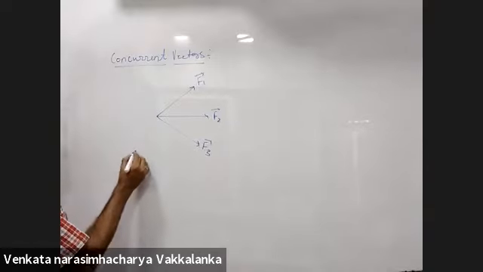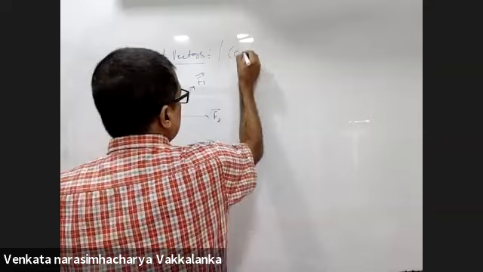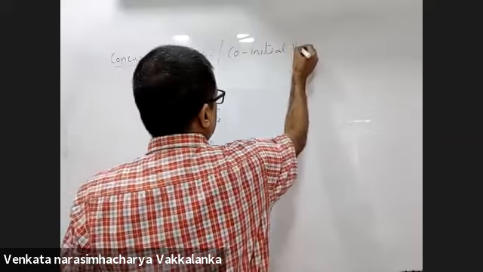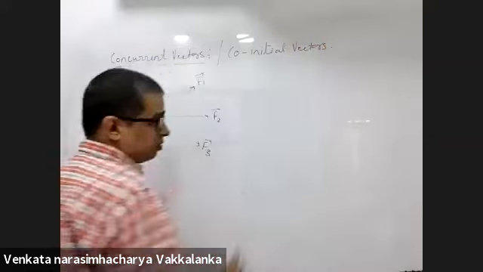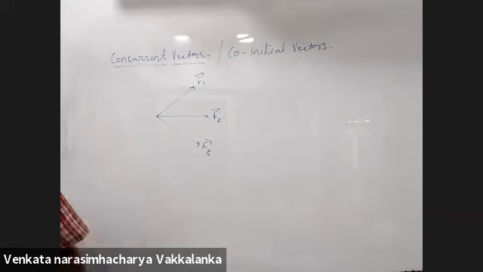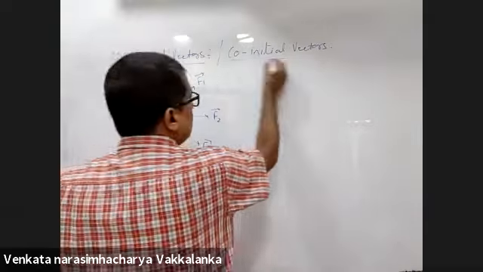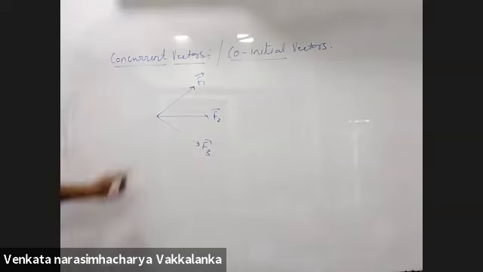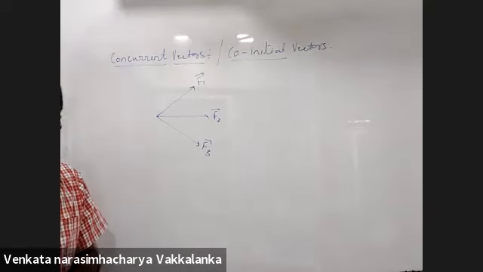Co-initial vectors, also referred to as co-initial vectors. That means the tails of the vectors should be at one point. Same initial points. The initial point of the vector is at the same point for all three. Then they are concurrent vectors. Co-initial vectors is the key catch.